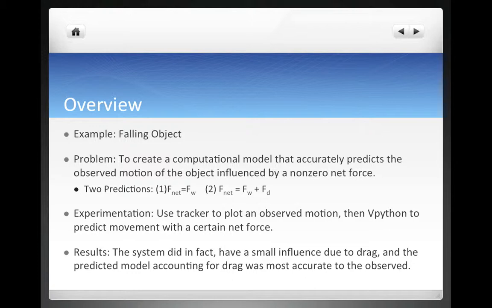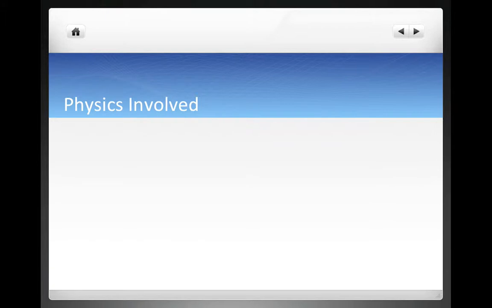This will involve analyzation of the video of the ball using Tracker and plugging in data obtained from Tracker into VPython. Two predictions from VPython will be made. One where the net force is just equal to the weight force, and one where the net force is equal to the combination of the weight force and drag. The result was that the model that also accounted for drag best modeled the actual observed results. Let's look at how we arrived at this conclusion.